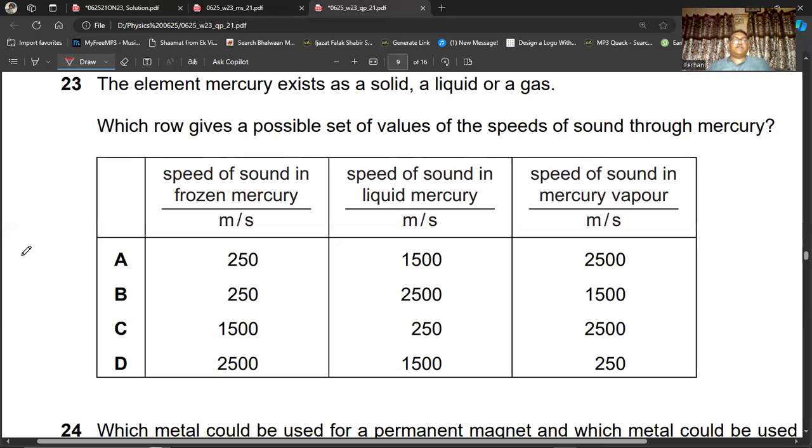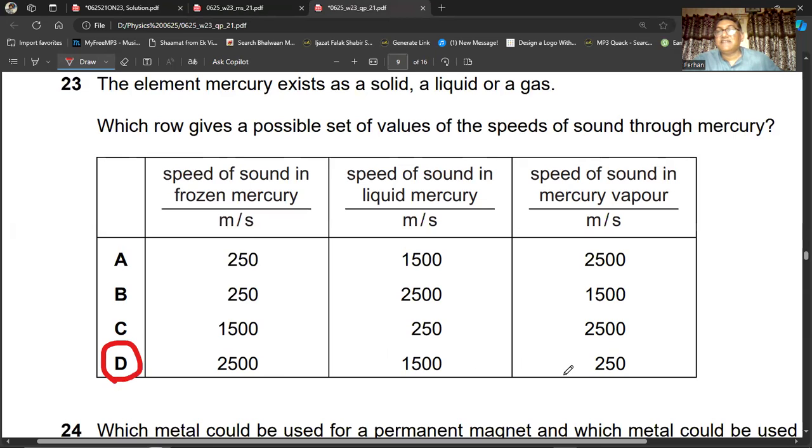Question number 23. The element mercury exists as a solid, a liquid, or a gas. Which row gives a possible set of values of speed of the sound through mercury? So when it is solid, the speed of the sound will be largest, highest. And when the mercury is in gas form, the speed of the sound will be lowest. So in the frozen state, the speed must be highest and it should be slowest in the gaseous state. So I think D is the choice.